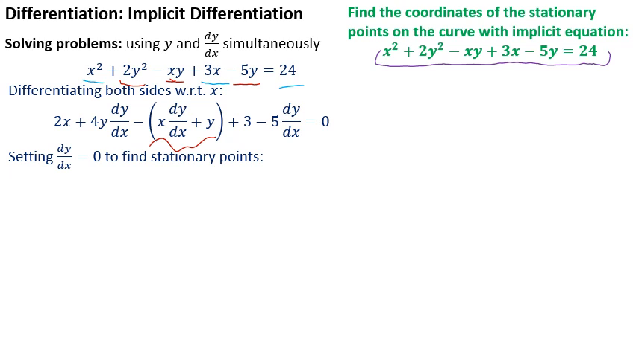The next thing I'm going to do is not attempt to rearrange it and get dy by dx equals. They haven't asked for that, and we don't need it. What we care about is stationary points. So let's look for stationary points. They are points where dy by dx is 0.